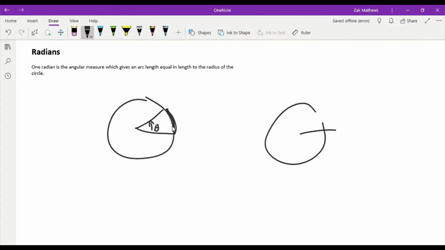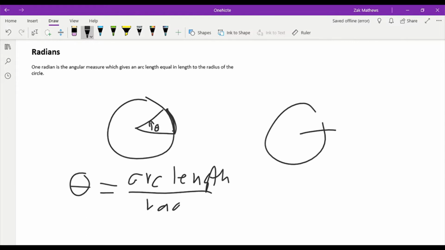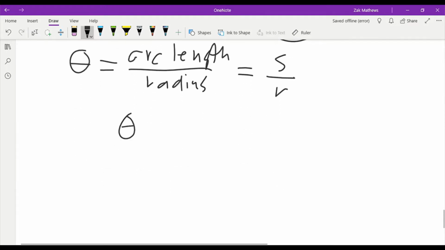Now, we won't always deal with angles of exactly 1 radian. So how do we find a radian measurement? Let me call it theta. Theta is equal to the arc length over the radius. We abbreviate these with the letter S and the letter R. R we've seen before, I'm sure. Arc length, we call that the letter S. So we can write that more concisely: theta is equal to S over R.